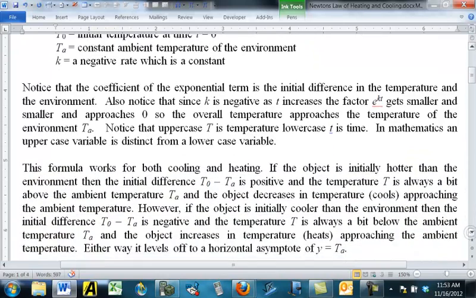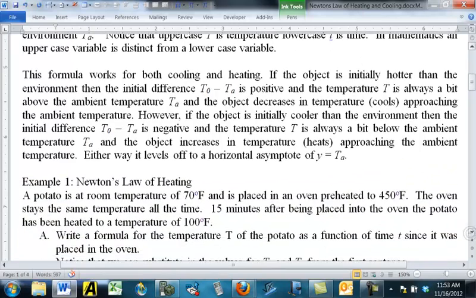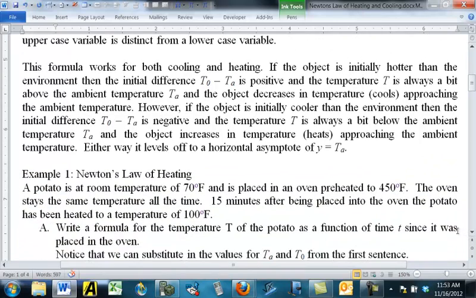So it works for both heating and cooling, and I'll do an example of each one here in a minute. If it's initially hotter than the environment, the initial difference T sub 0 minus T sub A is a positive number, and the temperature is always a bit above the ambient temperature, so you're always adding a little bit to the ambient temperature, but the amount you're adding decreases as the object cools off.